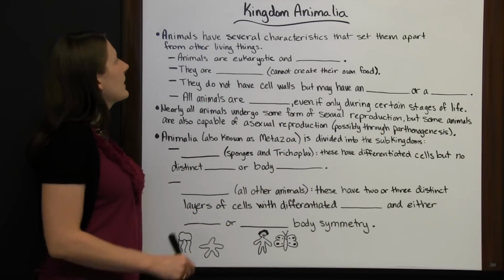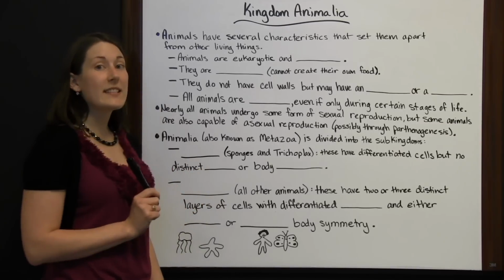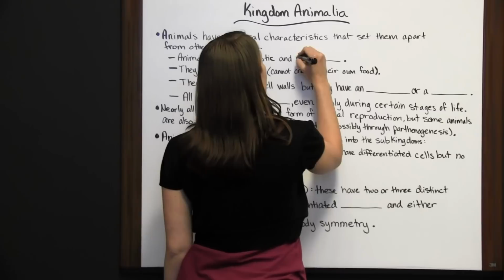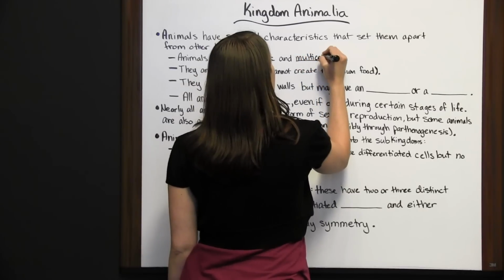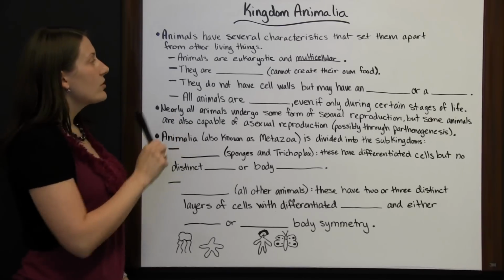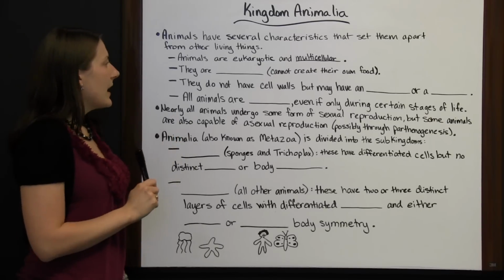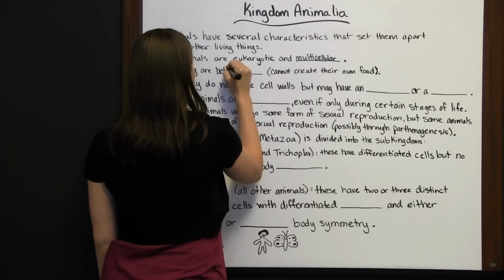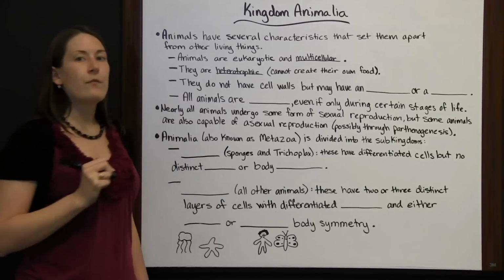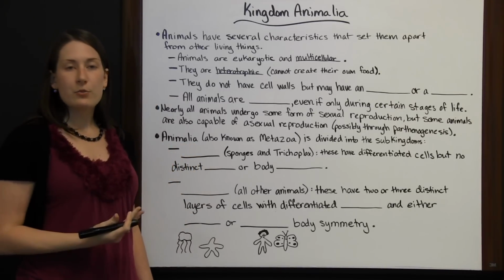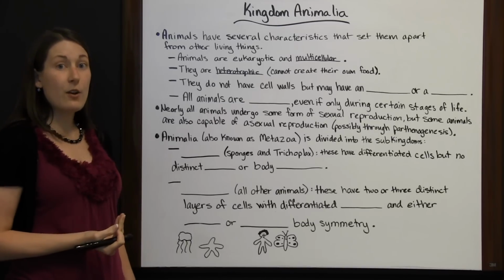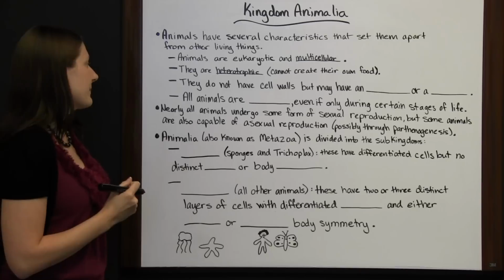Kingdom Animalia. Animals have several characteristics that set them apart from other living things. Animals are eukaryotic and multicellular. So where other kingdoms can have creatures that are comprised of just one cell, animals are going to have more than one cell. They are also heterotrophic. This means they cannot create their own food and must rely on other sources of nourishment. So they're going to eat other plants or animals. They're not going to be able to create their own food with sunlight like plants can.